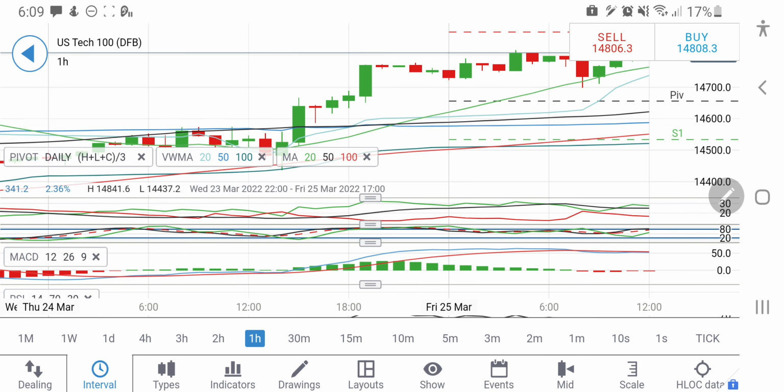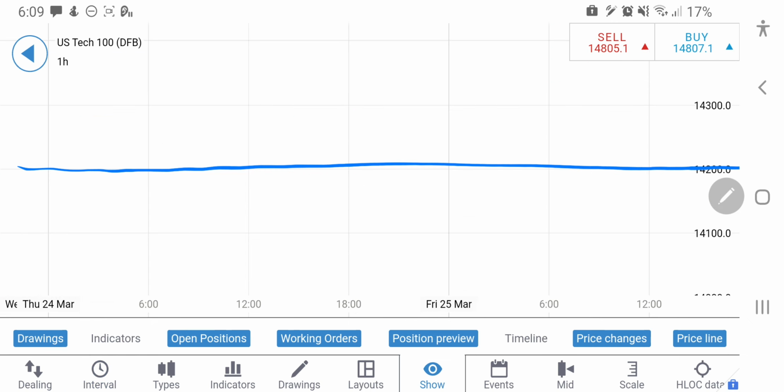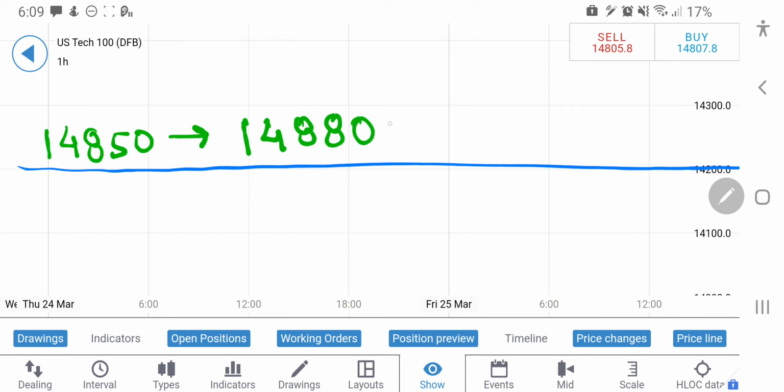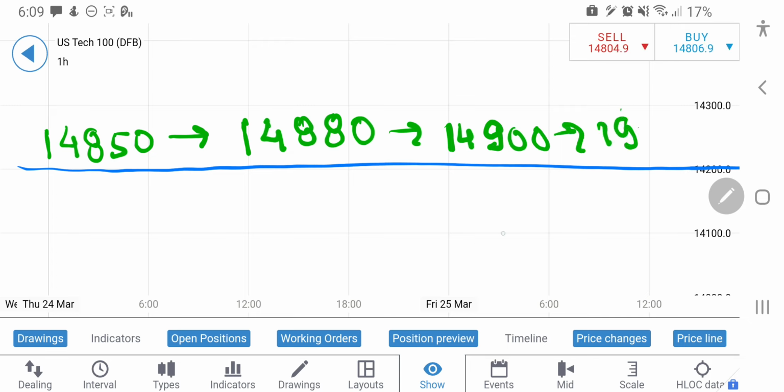So considering this, let me give you the trading levels for the day. See, first let's talk about the entry to go long. You can take a long entry at 14,850. Here, crossing 14,850, the next target is 14,880. Beyond this, I expect that it may try to hit 14,900, 14,950.